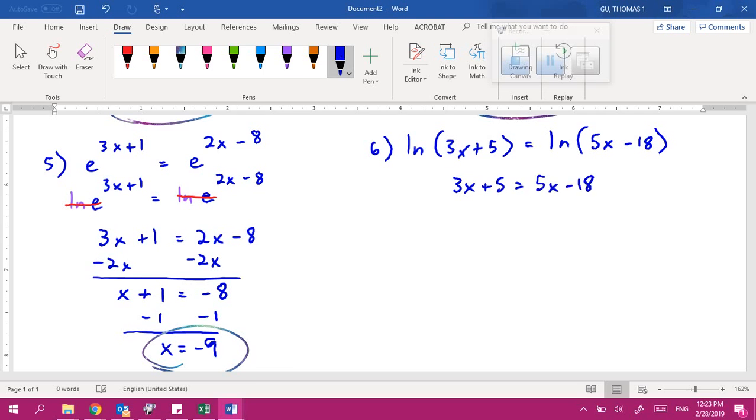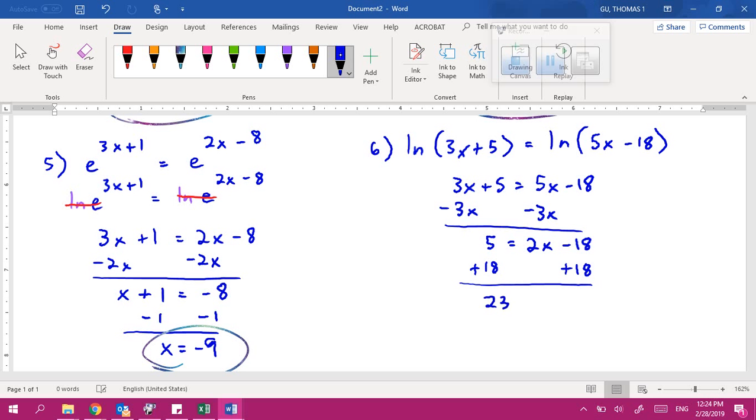Because those two numbers have to be the same thing, and for that to be possible, whatever's inside the parentheses on both sides have to be the same. They must equal each other. So then we get 3x plus 5 equals 5x minus 18, and how do we solve that? Subtract 3x. Gives us 5 equals 2x minus 18, and then add 18. We're at 23 equals 2x, and then finally, my answer is x equals 23 over 2.